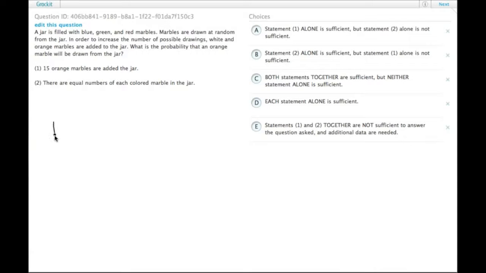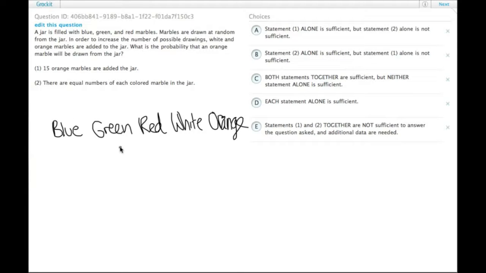So the jar is filled with blue and green and red marbles, and they're drawing some marbles. Then they also add white and orange. I probably didn't have to write out the color names. But anyway, so we have 5 different colors in there. What's the probability that an orange marble will be drawn from the jar?